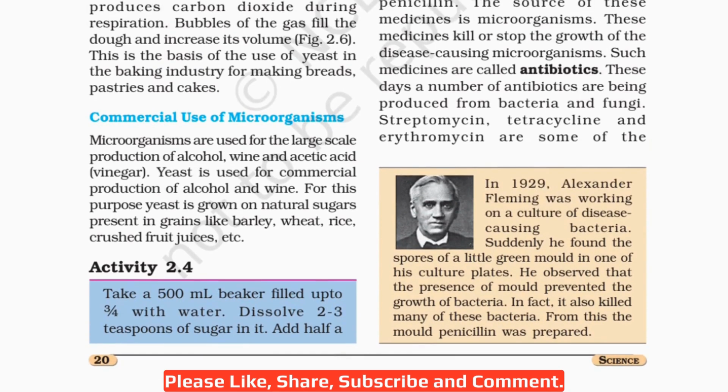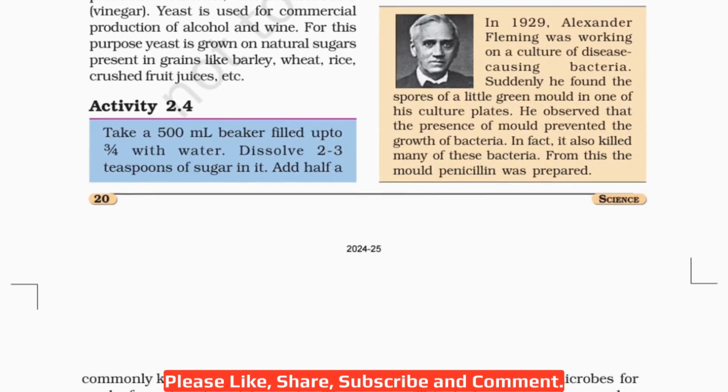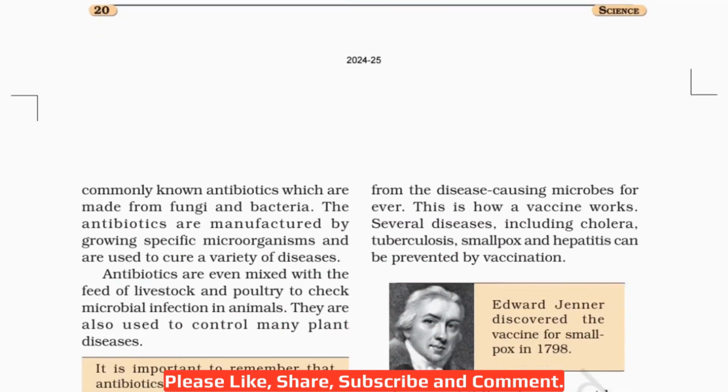Now, before proceeding to the next page, let's see this yellow box. In 1929, Alexander Fleming was working on a culture of disease-causing bacteria. Suddenly, he found the spores of a little green mold in one of his culture plates. He observed that the presence of mold prevented the growth of bacteria. In fact, it also killed many of these bacteria. From this, penicillin was prepared from the mold. So this is how penicillin was prepared. So you can learn this as well.